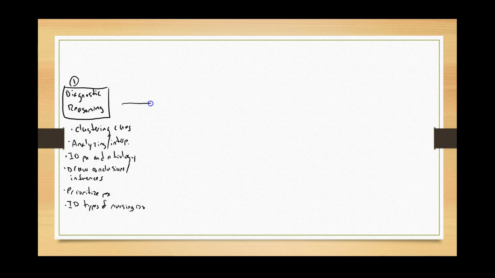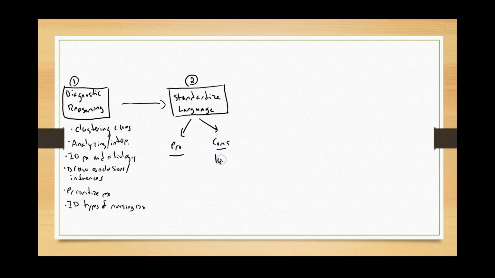Once we've gone through this, then we can move to our second step, which is now we're talking about standardized language. This is how we're going to formulate and phrase our nursing diagnoses. So again, we already talked about it. There are some pros and cons again. Here we are labeling.